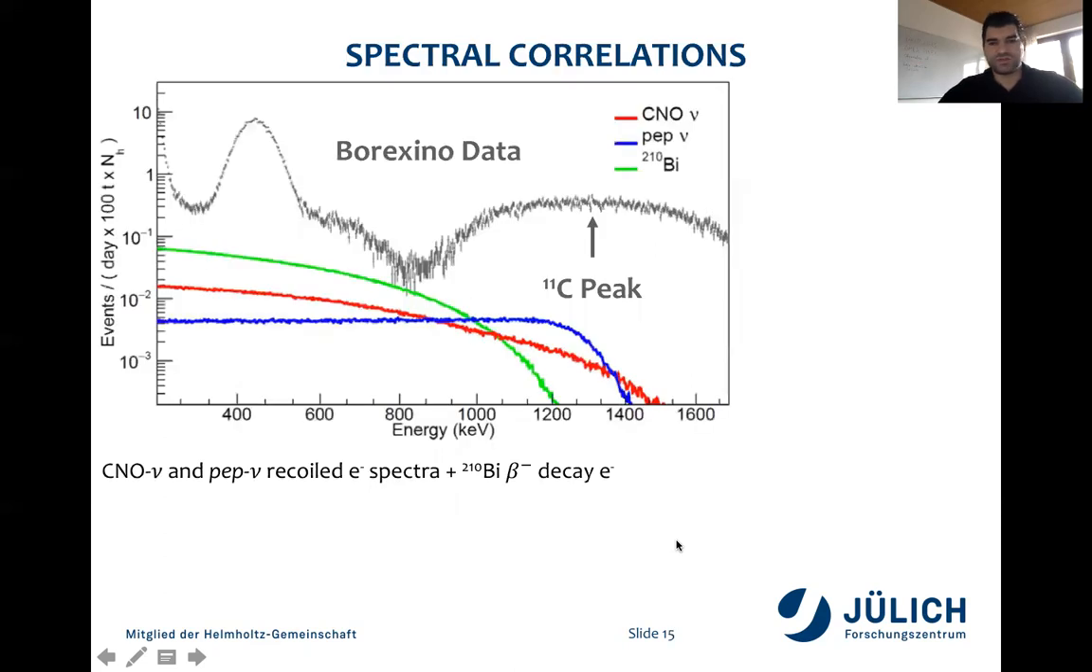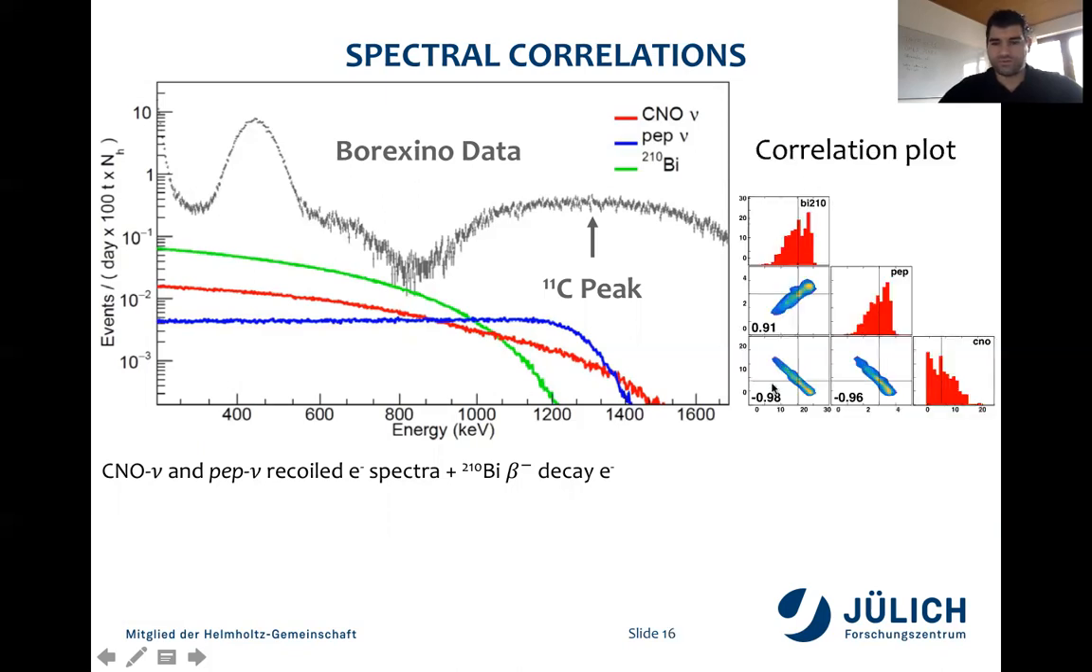And actually what is so challenging is the spectral correlation between the CNO recoiled electron spectra, the PEP recoiled electron spectra, and the decay electrons of bismuth-210. So this can be seen here. It's by eye visible that the shapes look quite equal. And also if you do a toy Monte Carlo study, leaving the 3 parameters of CNO, PEP, and bismuth-210 free, you can see that the correlation coefficient among them is on the order of almost 100%.